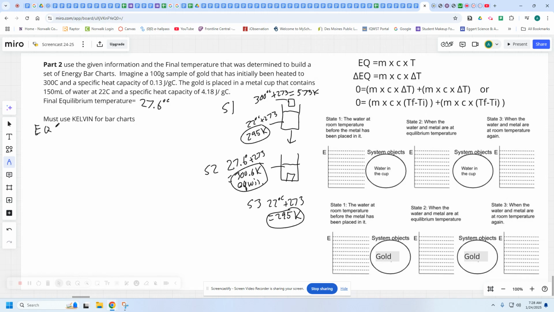So EQ for the water, let's say state 1. I'll put a little 1 down at the bottom so we know it's EQ state 1. The mass of the water was 150 grams, times the specific heat capacity of 4.18 joules for every gram Kelvin, since we're working in Kelvin this time. And the temperature at state 1 of the water we calculated to be 295 Kelvin.